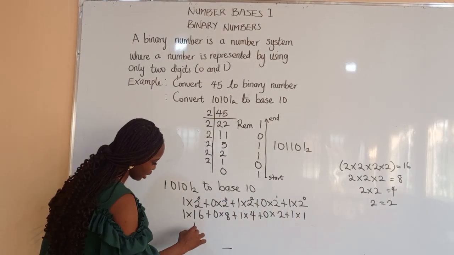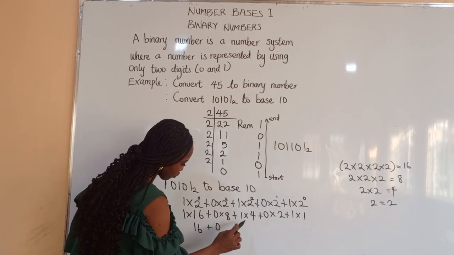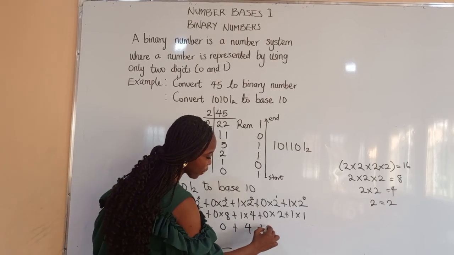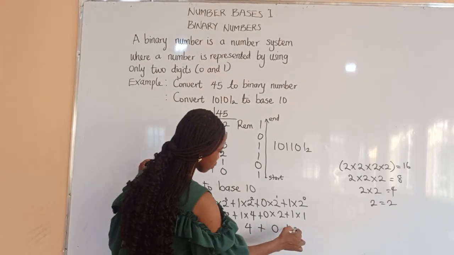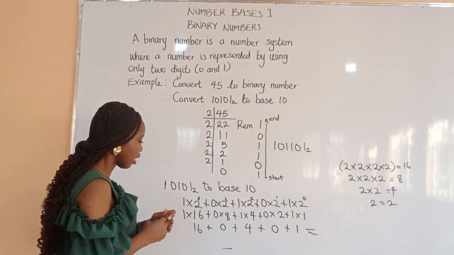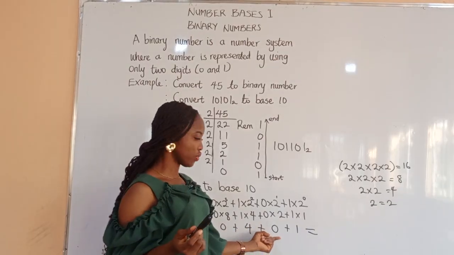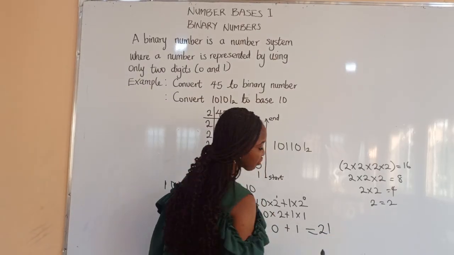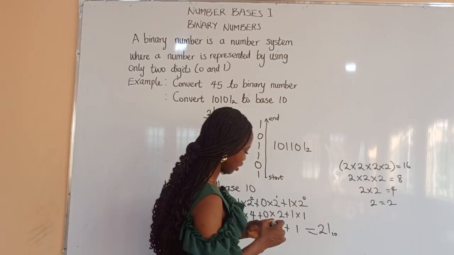Now 1 times 16 is 16. 0 times 8 is 0. So 1 times 4 is 4. 0 times 2 is 0. 1 times 1 is 1. Let's add it together. 16 plus 0 gives me 16. Plus 4 gives me 20. Plus 0, 20. And plus 1, 21. So you're going to write 21. If you leave it like this, you're correct. You can also put base 10 in it.